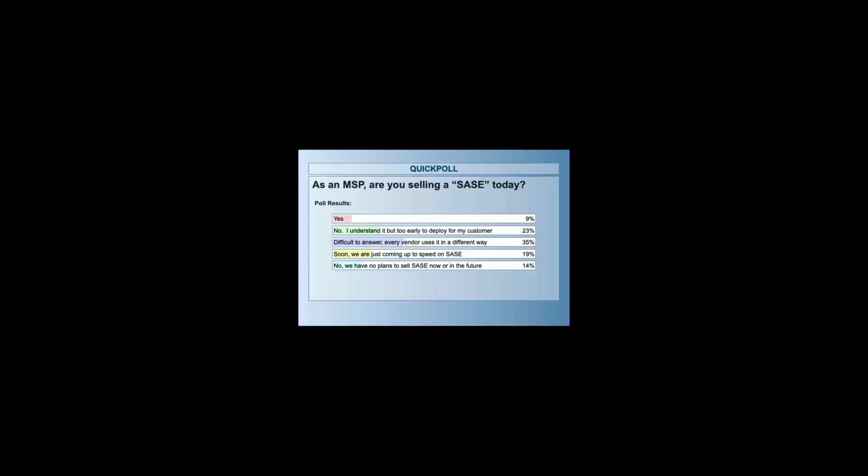Okay, really interesting. 35% of the respondents said difficult to answer. Every vendor uses the term in a different way. Everybody in the industry is defining it differently. And I see a lot of this, quite honestly, in the industry, right?